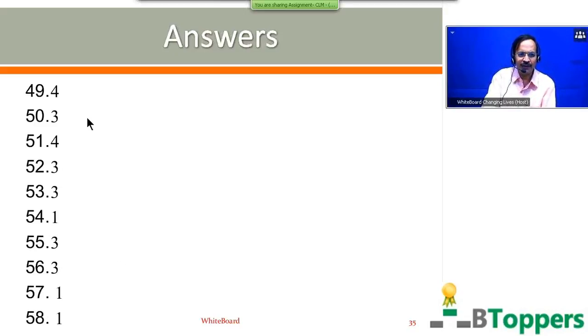Next, I have shown the answers from 49 to 58 on the screen. For question number 49, fourth option is answer. For question number 50, third option is answer. For question number 51, fourth option is answer. For next two questions, 52 and 53, third option is answer. For 54, first option is answer. For next two questions, 55 and 56, third option is answer. For next two questions, 57 and 58, first option is answer.